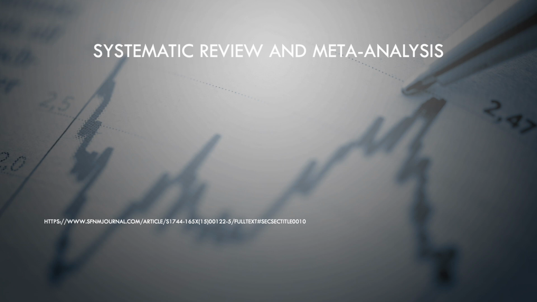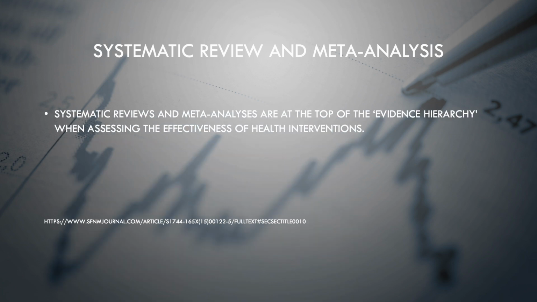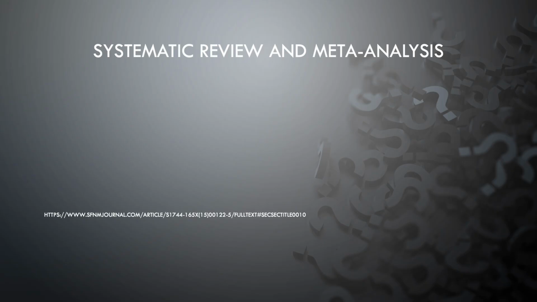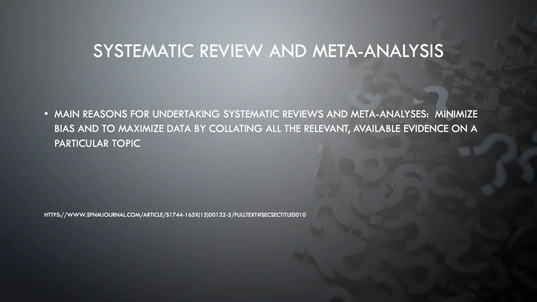Now we go to systematic review and meta-analysis. Systematic reviews and meta-analyses are at the top of the evidence hierarchy as seen earlier when assessing the effectiveness of health interventions. So they are important sources of synthesized information for decision makers, consumers, clinicians, funders, payers, regulators, and researchers. The main reasons for undertaking systematic reviews and meta-analyses are to minimize bias and to maximize data by collating all the relevant available evidence on a particular topic.